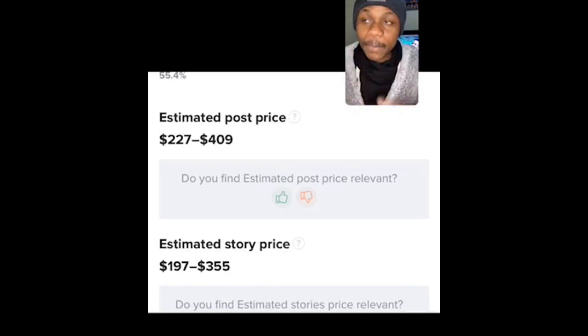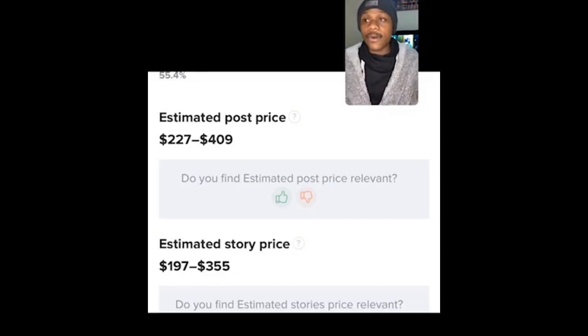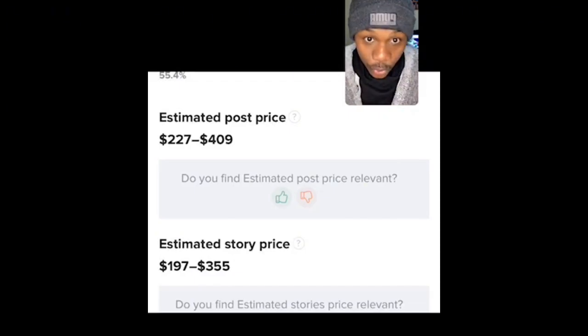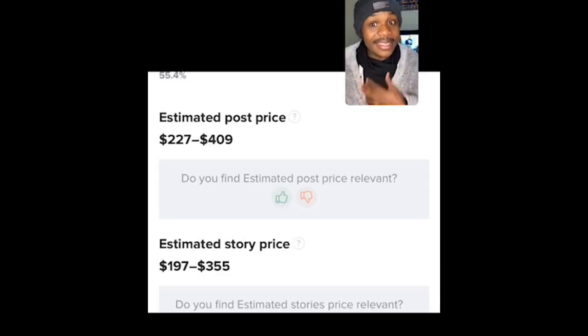So if Casper shows them his insights, and you've got a million followers, right? And his ER is 2, and my ER is 6. I should be charging more money than Casper, because you charge according to your insights, not according to your numbers. It's about your ER. It's not about the numbers.